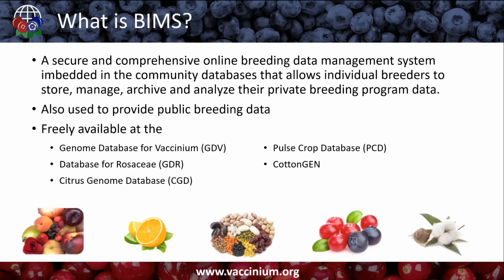So BIMS is a secure and comprehensive online breeding data management system embedded in the community databases that allows individual breeders to store, manage, archive, and analyze their private breeding program data. And as I said, it can also be used to provide public breeding data. In addition to GDV, BIMS is available to 4 other community databases that we maintain: GDR, CGD, PCD, and CottonGen. And many of the breeders in those species are using it.